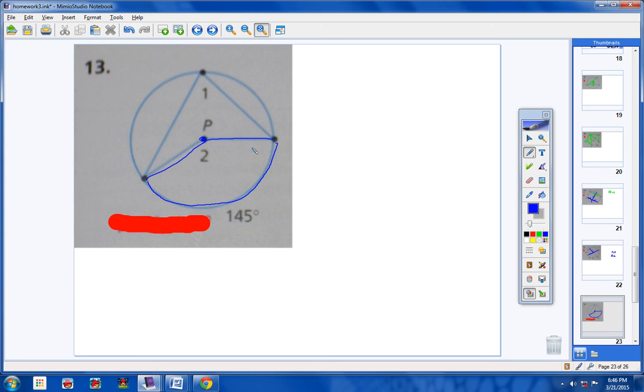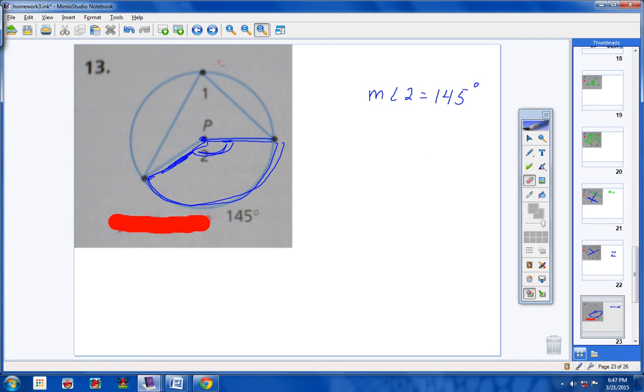Okay, so this is a central angle, and a central angle is always equal to its intercepted arc. Or you can say an intercepted arc is always equal to its central angle. So I have an intercepted arc of 145 degrees. So the central angle right here is going to be 145 degrees. So the measure of angle 2 equals 145 degrees.